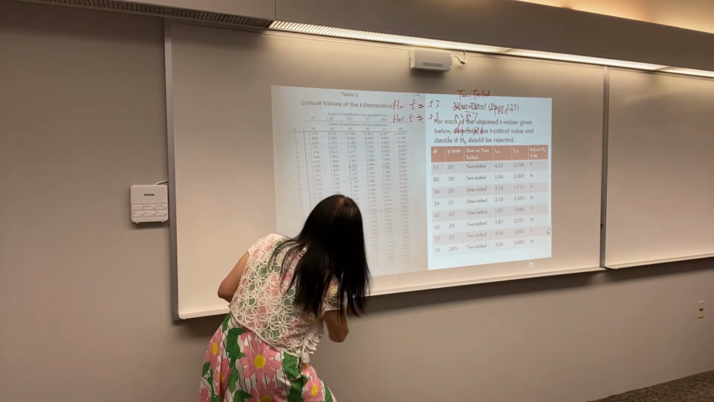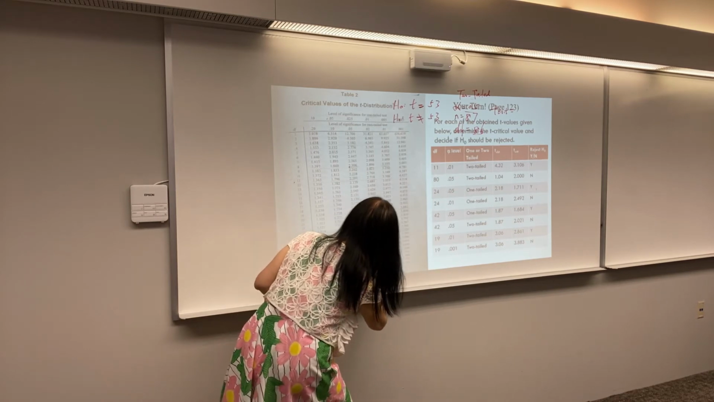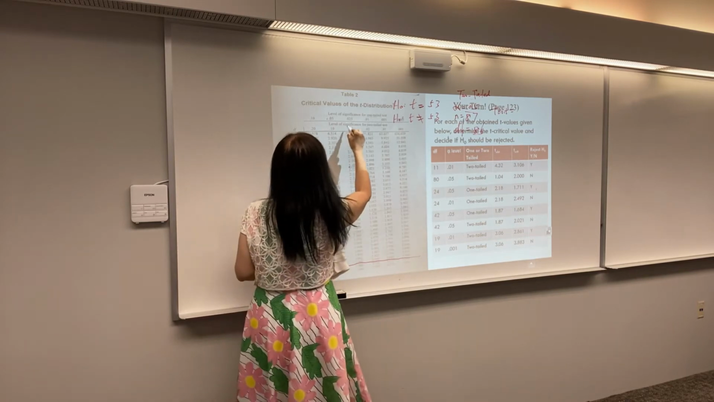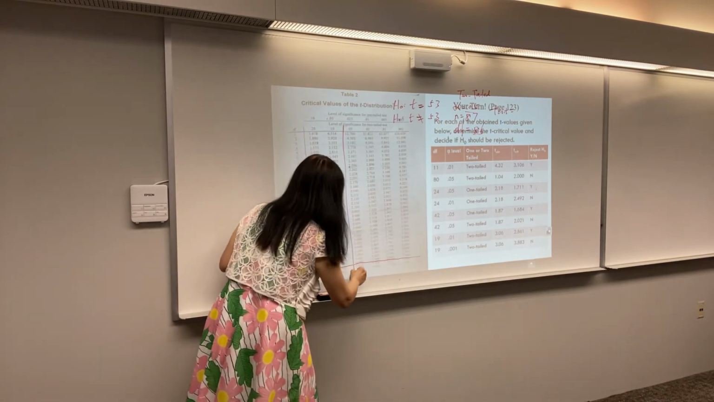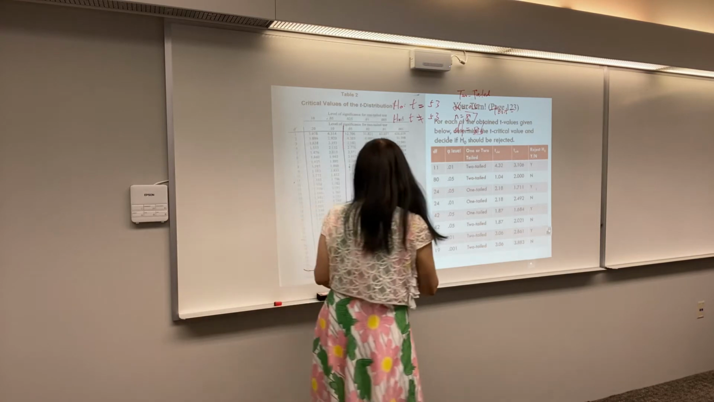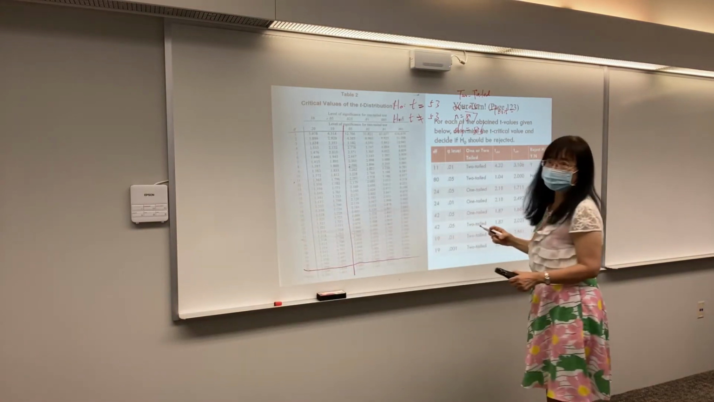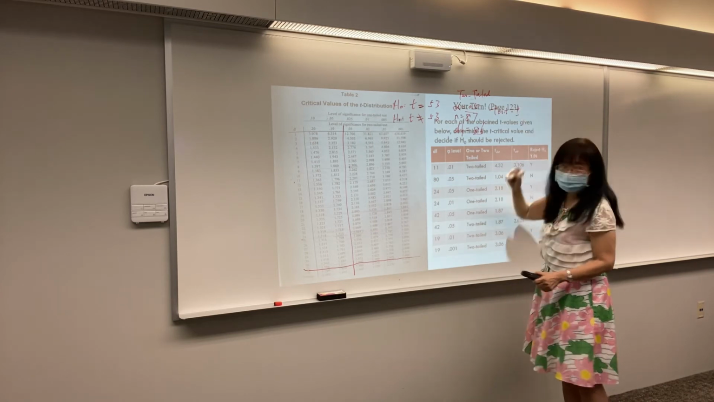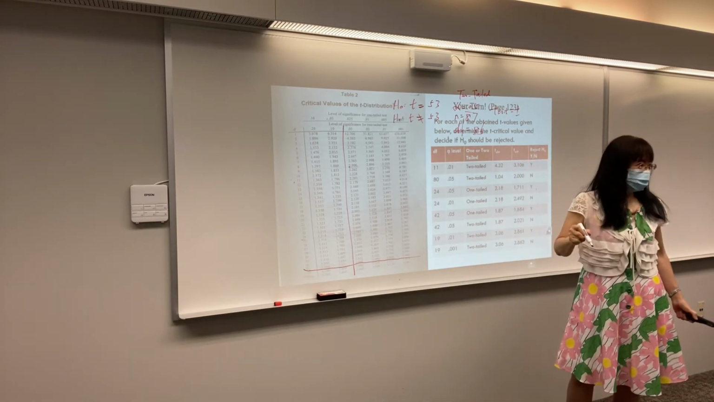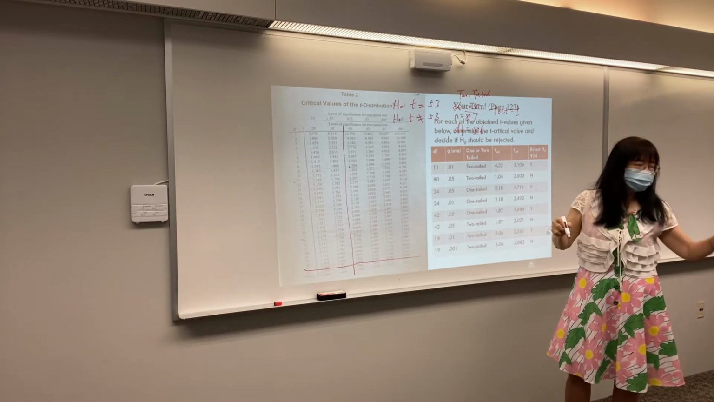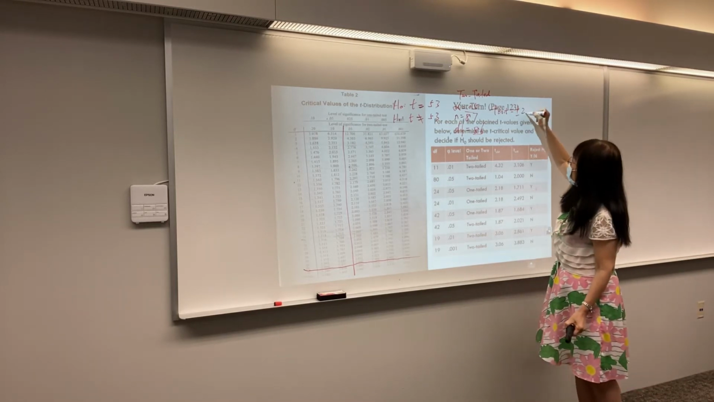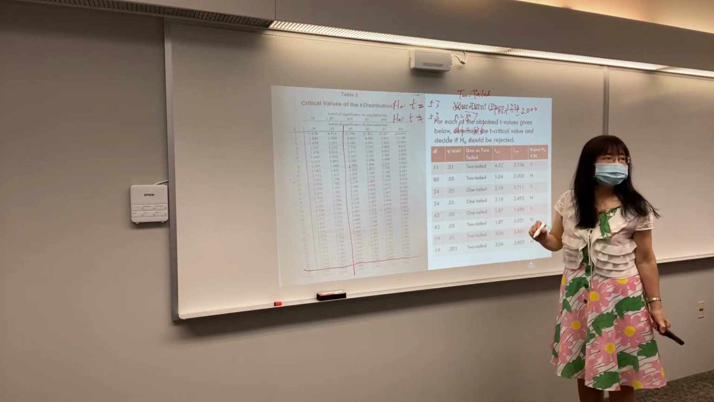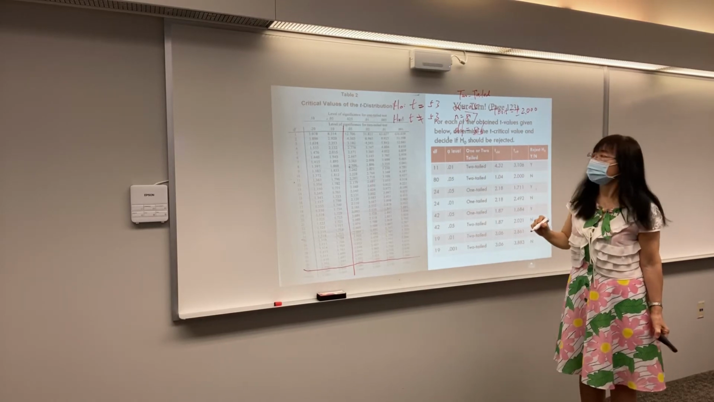60 and 0.05, 2 tail is here, right? So what is our T critical? Positive, negative, yes. Plus, minus, at 2.000. Yes? Why is it positive, negative? Because it's 2 tail.